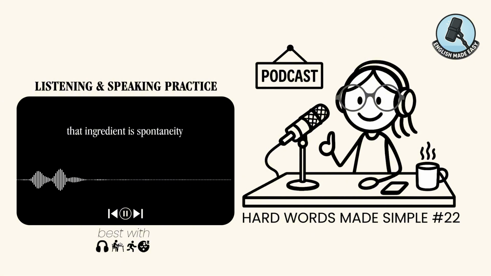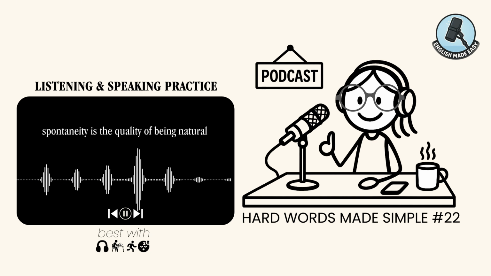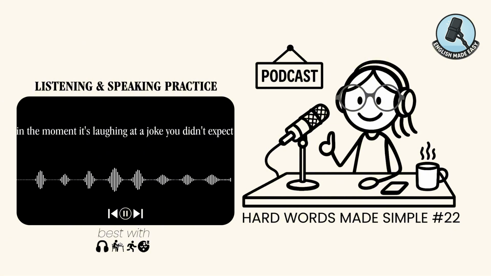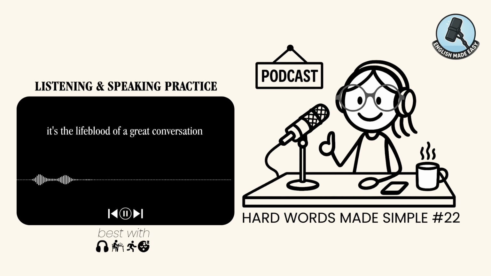That ingredient is spontaneity. This is our final C2 word, and it's a beautiful one. Spontaneity. Spontaneity is the quality of being natural, impulsive, and unplanned. It's the magic that happens when you stop thinking so much and just react in the moment. It's laughing at a joke you didn't expect or suddenly sharing a story you hadn't planned to tell. It's the lifeblood of a great conversation.